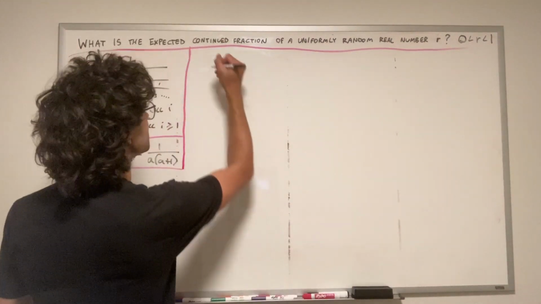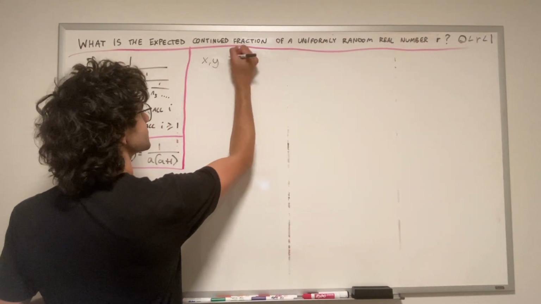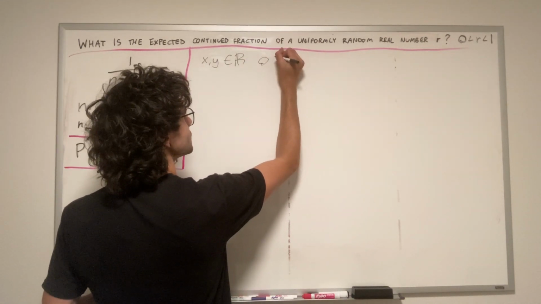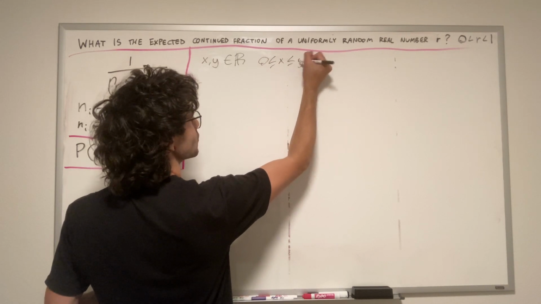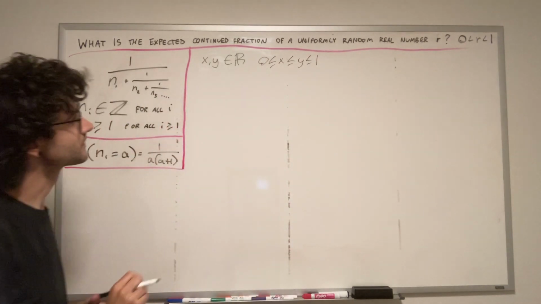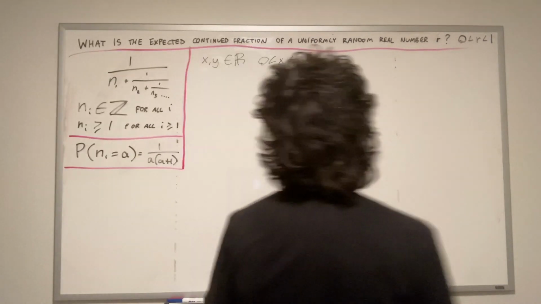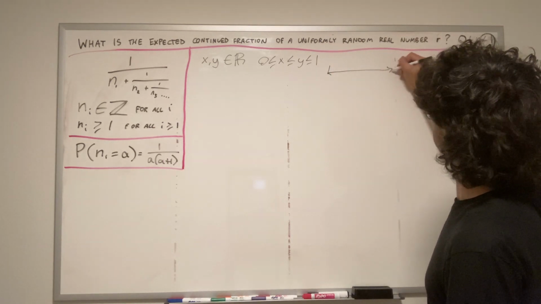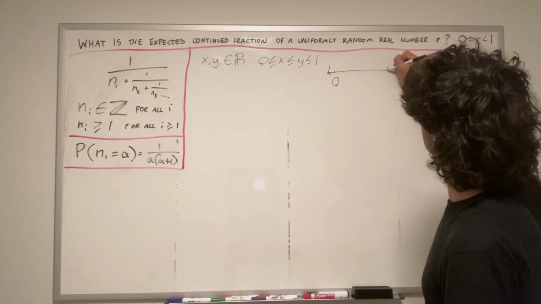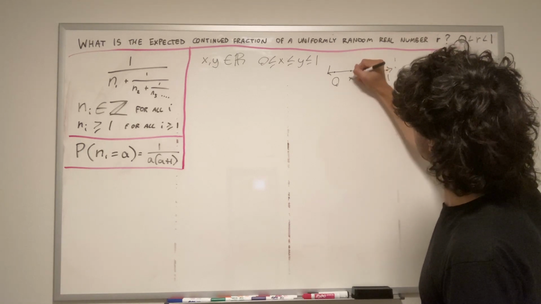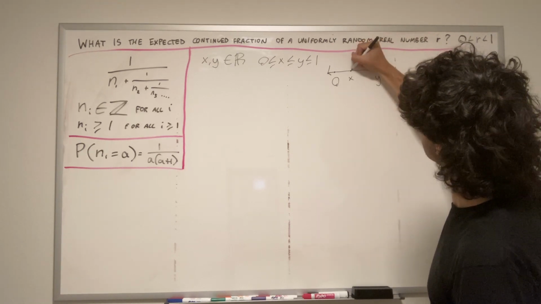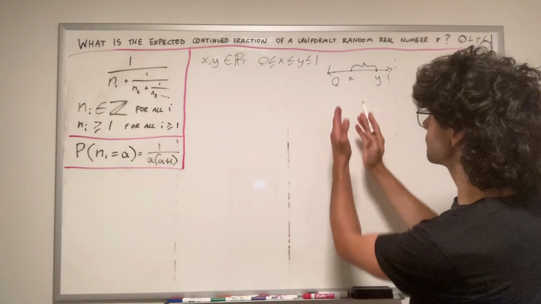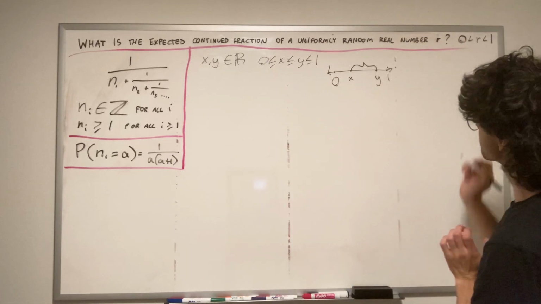So to do this, we'll take some numbers x and y such that they're both real. And then we'll say 0 is less than x is less than y is less than 1. And we want to take a look at two ranges. First, we have this line from 0 to 1, where we have x and y, and we have this interval between x and y, and it makes a certain proportion of the whole interval from 0 to 1.